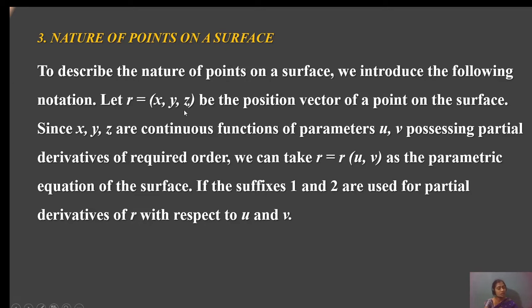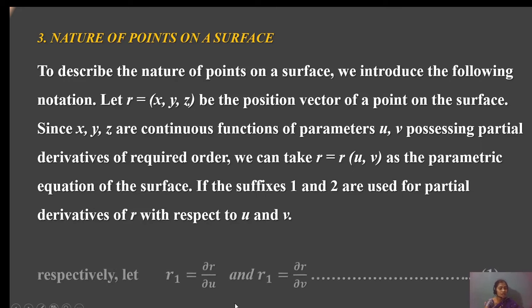Let r equals (x, y, z) be the position vector on the surface. Since x, y, z are continuous functions of the parameters u and v possessing partial derivatives of the required order, we take r equals r(u, v) as the parametric equation of the surface. We use the suffixes 1 and 2 for the partial derivatives of r with respect to u and v.